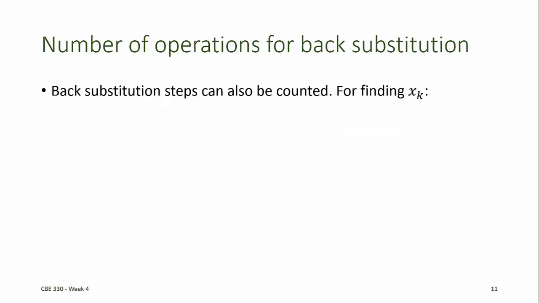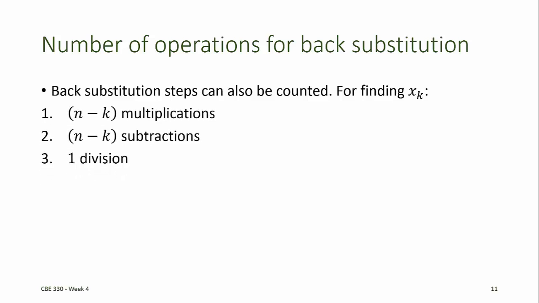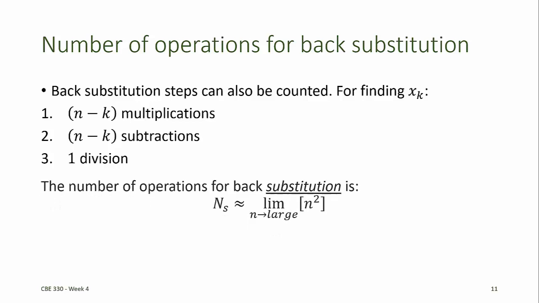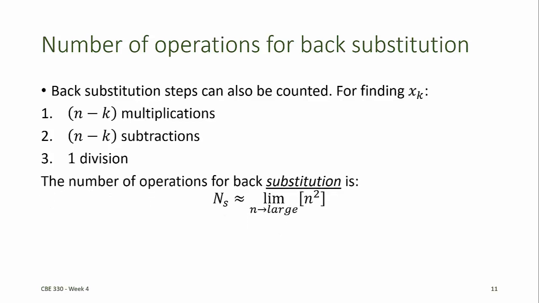Then we must perform the back substitution operations to calculate each of the unknowns. This requires n-k multiplications and n-k subtractions for finding each unknown element x_k, followed by a single division. The number of operations for back substitution is also countable and scales as n^2 as n gets large. For large n, the number of back substitution operations is small compared to the number of elimination operations. So the total number of operations for large n is approximately 2/3 n^3.